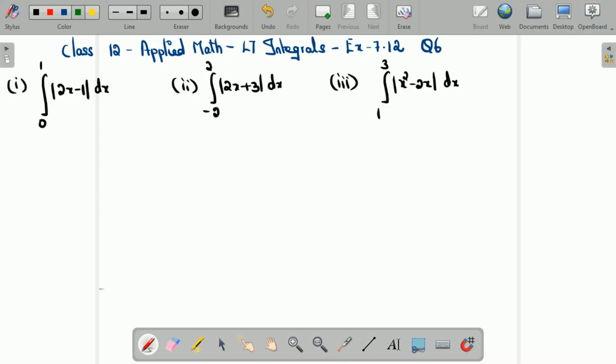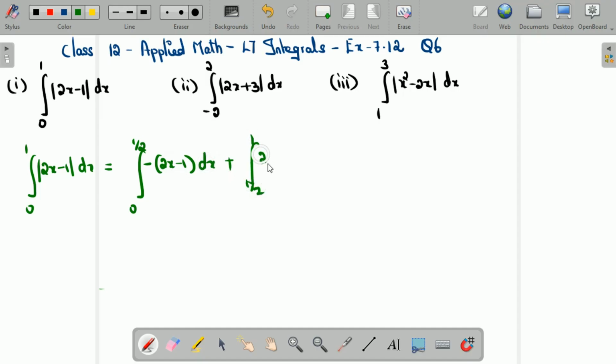In this video, let's find the solution for the sixth question in exercise 7.12. Let's take up the first subdivision, integral between 0 to 1, mod of 2x minus 1 dx. This can be broken into two integrations. Between 0 to half, this will behave as minus of 2x minus 1 dx, and between half to 1, this integration will be simply 2x minus 1 dx.